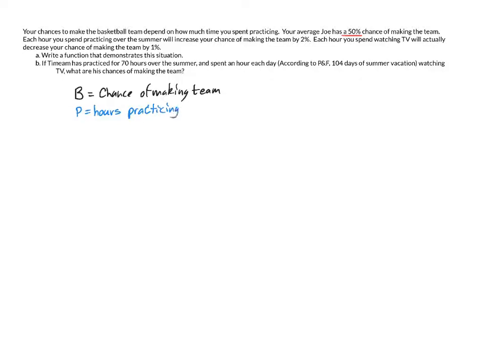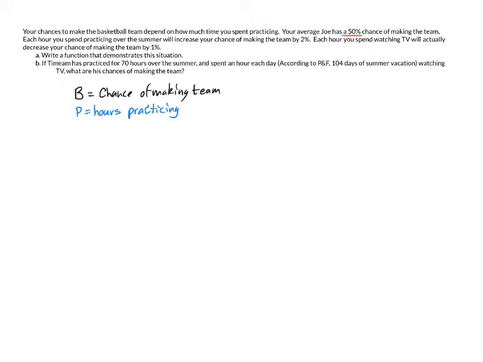Okay, now you'll notice that I'm being very, very clear that P is the hours practicing. It's not practicing because it's not do I practice or do I not. It's very clear that P is the number of hours practicing. Some of you were trying to put in a variable for practicing and another variable for hours. No, you just need one variable to represent the hours that you practice, all right?